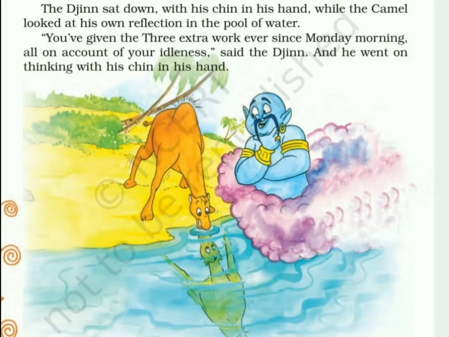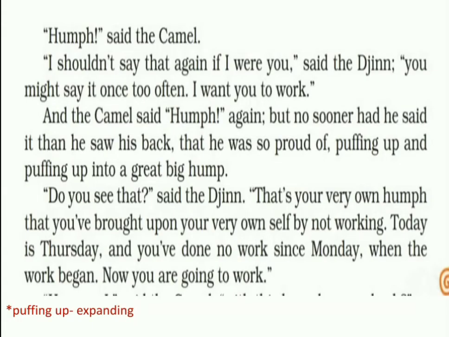Idleness means laziness, said the jinn. And he went on thinking with his chin in his hand. So he said this to the camel, and he started just thinking on. He kept his chin in his hand, thinking how he has to change this animal, right? "Humph," said the camel. So as usual, the camel said humph. "I shouldn't say that again if I were you," said the jinn. So the jinn says that if I were you, I shouldn't say that particular word again. That is humph. "You might say it once too often." So once you can say that.